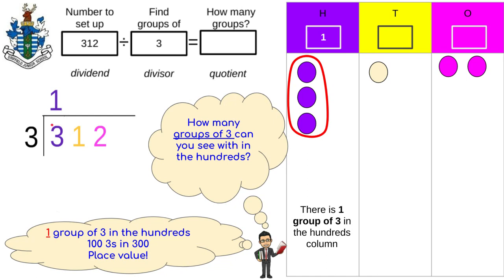In the Year 5 method, it's exactly the same. How many groups of 3 are there? There's one group of 3 inside 300. So we've got one group of 3 in the hundreds. So we have exactly the same answer. We've got a 1 at the top so far.